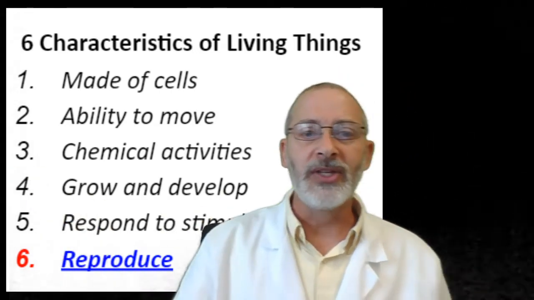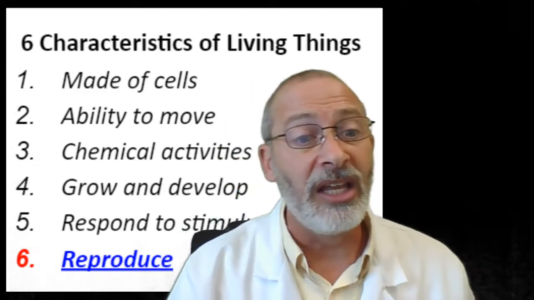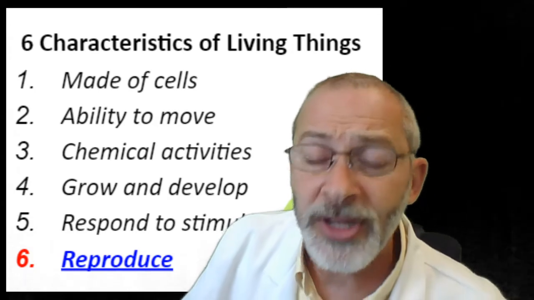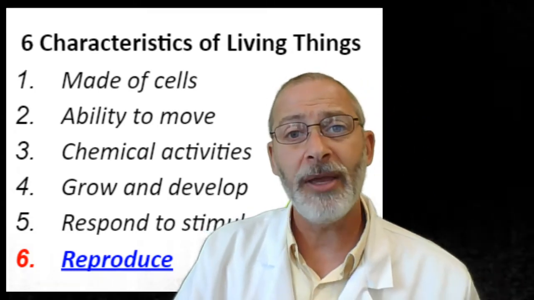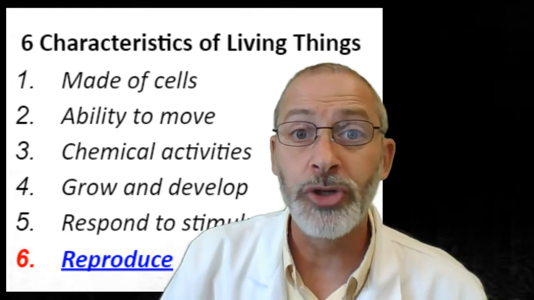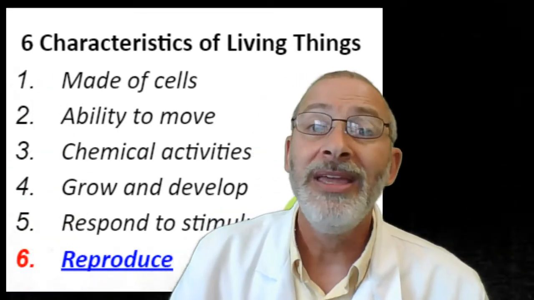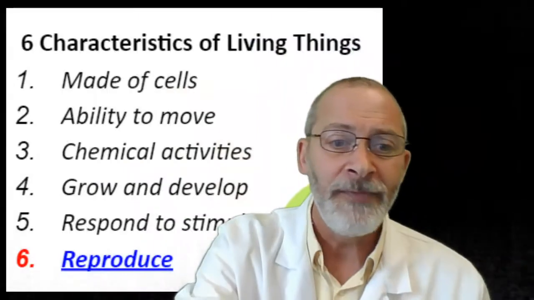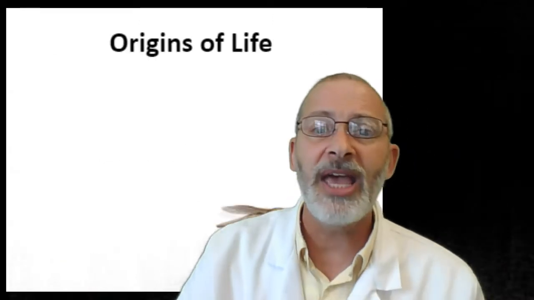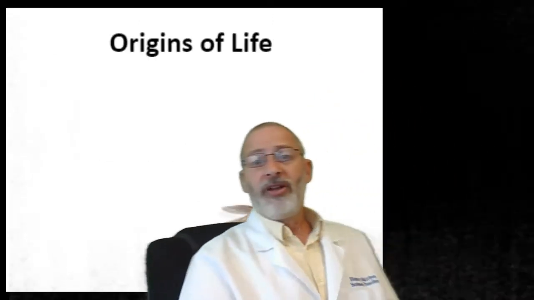So here is the list of six characteristics of living things, which brings us to today's portion of our topic. Hopefully by now your books are opened and you've reviewed your notes, making sure that they are complete from yesterday, as we begin our discussion today on the origins of life.